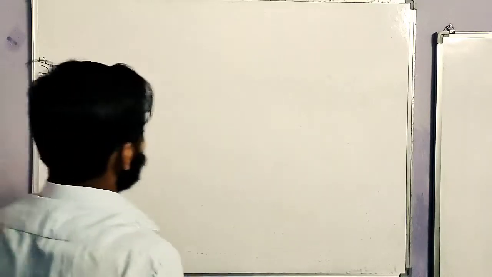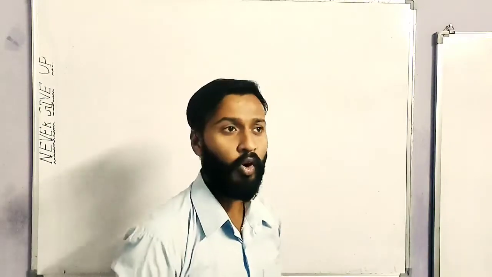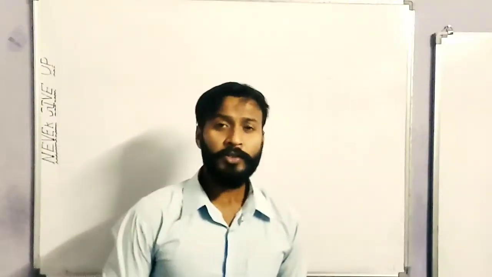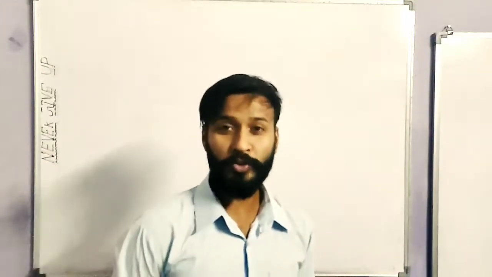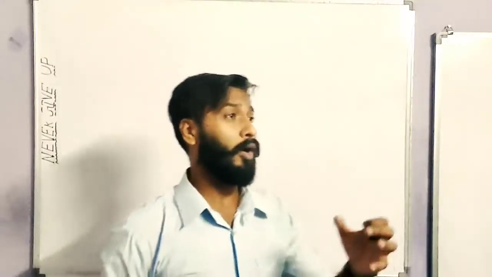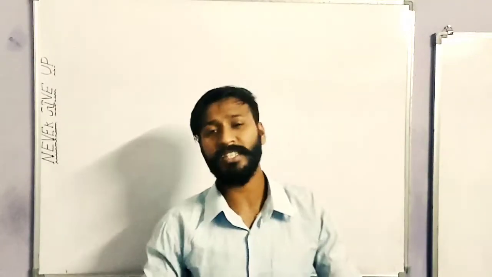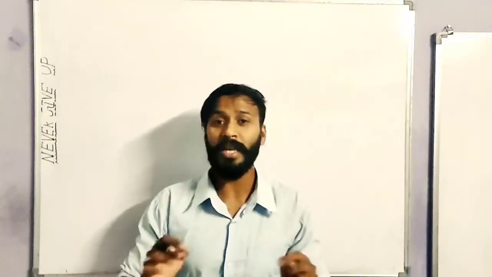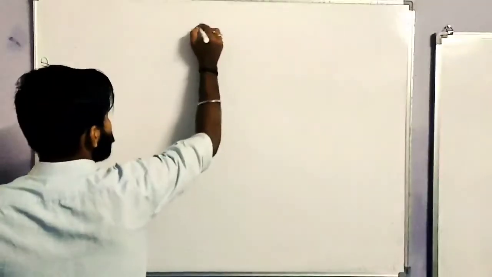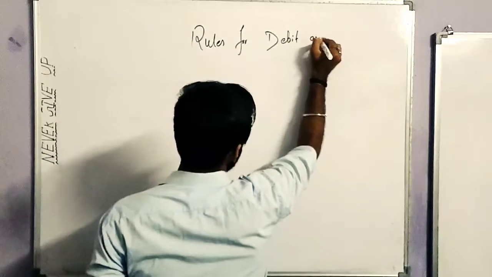As we all know, there are some rules in accounts for recording the transactions. So let us talk about the rules of debit and credit. As you know, we have some items called assets, liabilities, expenses and income. These are some common items which will be used in our accounts. So the first is the rules for debit and credit.